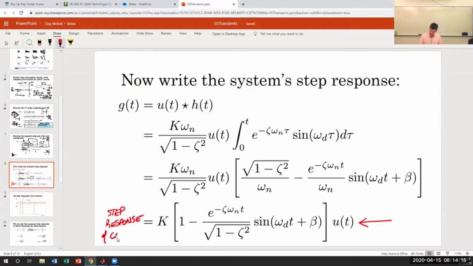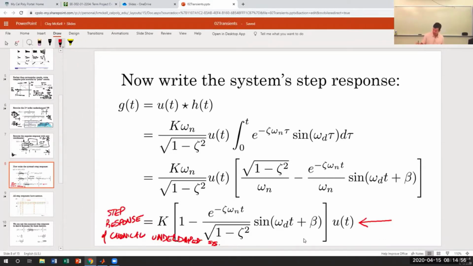of a canonical underdamped system. Okay. So all the players are present. The K is present. The damped natural frequency is present. The angle that the poles form with the negative real axis is present. We call that beta. The cosine of that angle, we call that zeta, is present. And the hypotenuse, the distance of the poles to the origin, is present. We call that the natural frequency. All of those four things come into play in this equation.